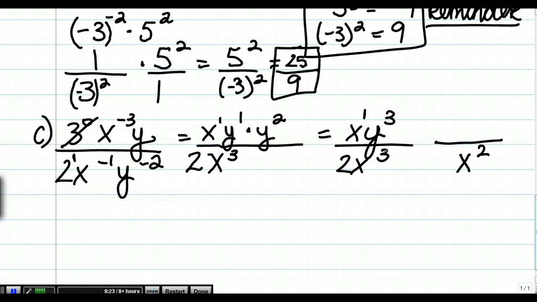And it stays on the bottom because 3 is bigger than 1. The y doesn't have a partner, so it stays on top, and the 2 is alone. So your final answer is y to the third divided by 2x squared.